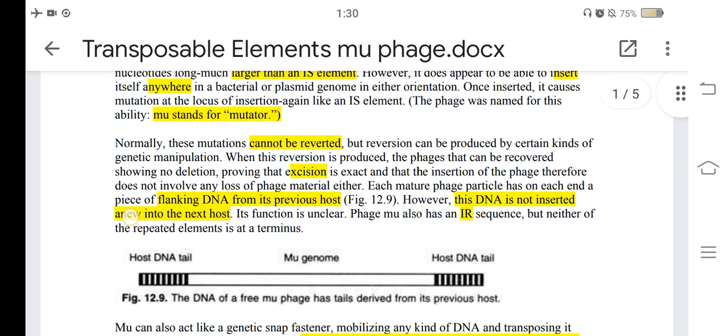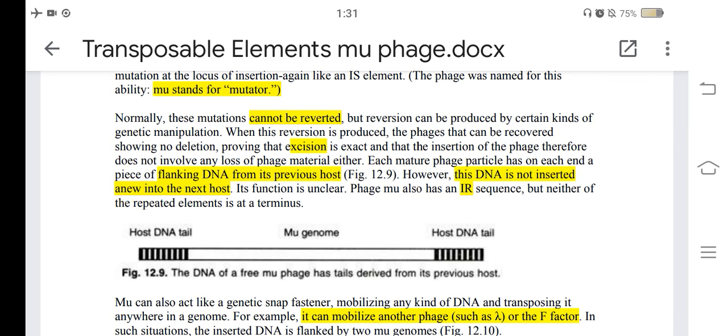Normally, these mutations cannot be reverted, but reversion can be produced by certain kinds of genetic manipulation. When this reversion is produced, the phages that can be recovered show no deletion, proving that excision is exact and that the insertion of the phage therefore does not involve any loss of host material either. Each mutator phage particle has on each end a piece of flanking DNA from its previous host. However, this DNA is not inserted anew into the new host. Its function is unclear. Phage Mu also has an inverted repeat sequence, but neither of the repeated elements is at a terminus.